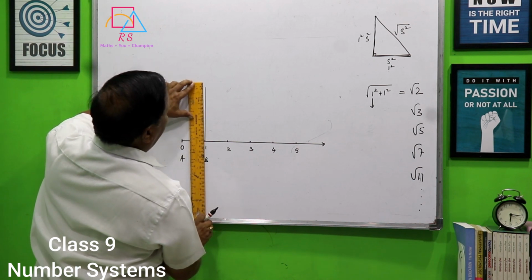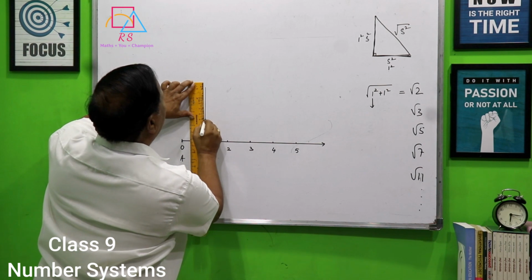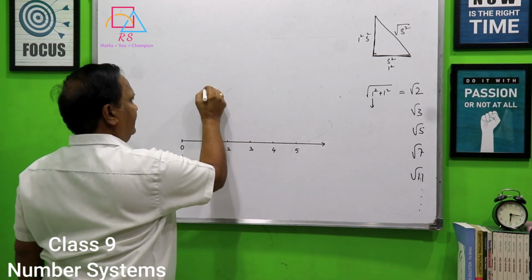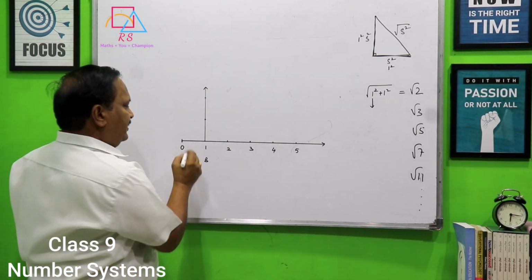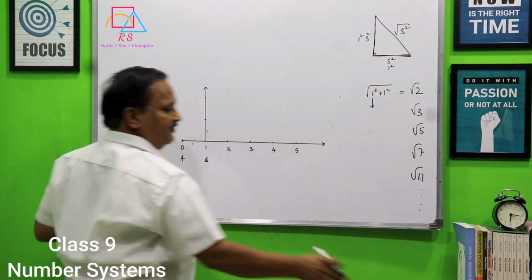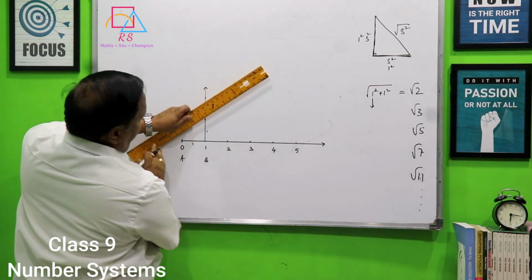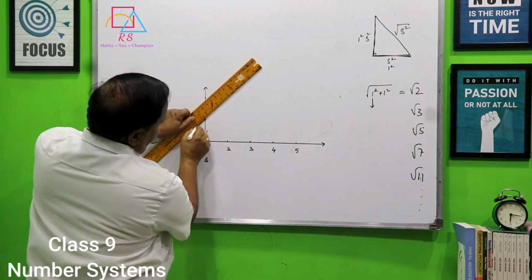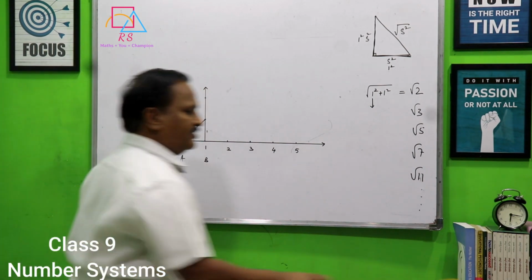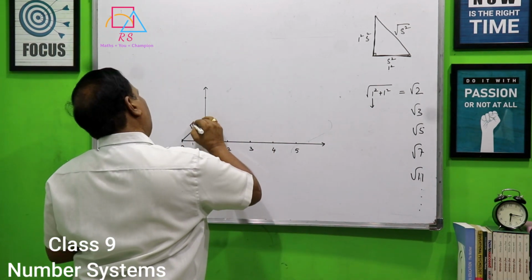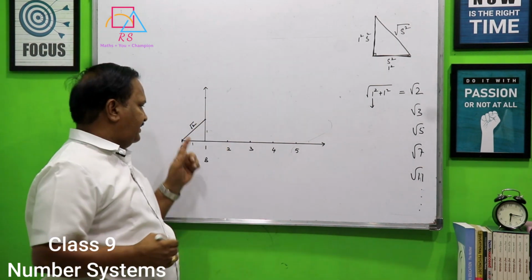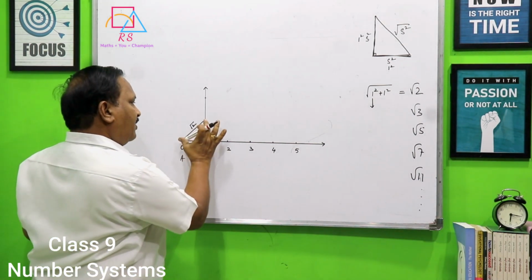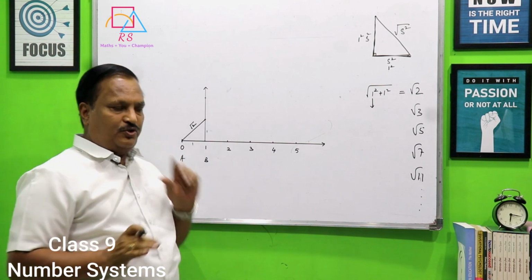Right, I had done this before. This is 1 and this is 2. Equal marks. So now this is 1 and this is 1. If I join this, what happens? I'll join this. This is root 2. This is root 2. Okay. Now we have got this line segment. This line segment is root 2.